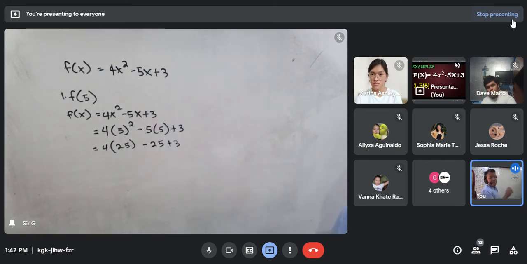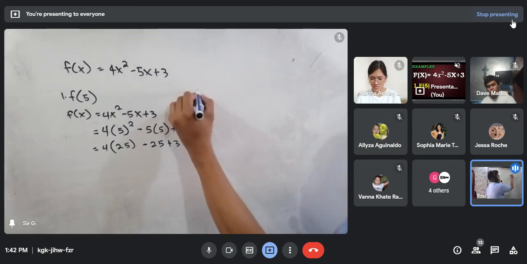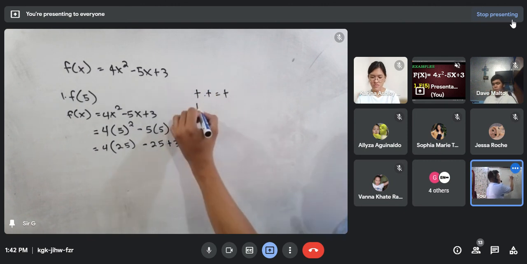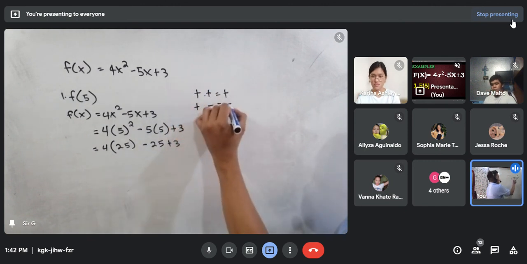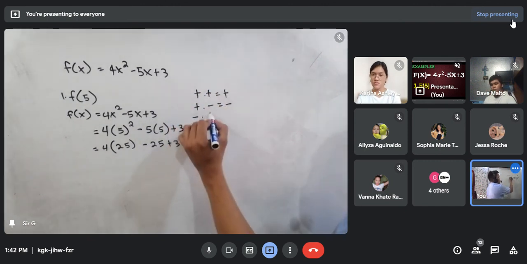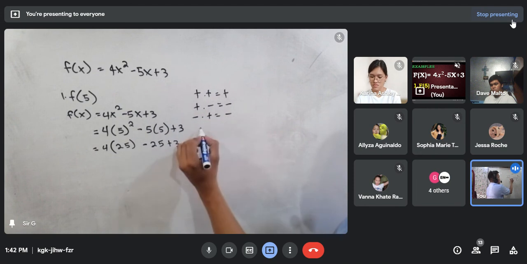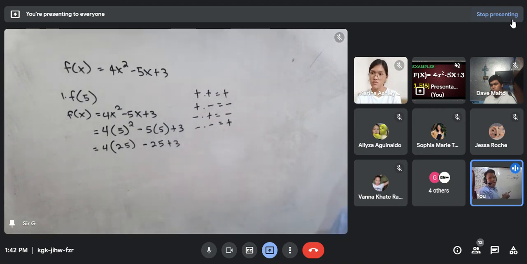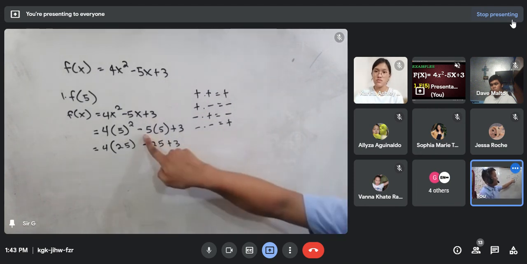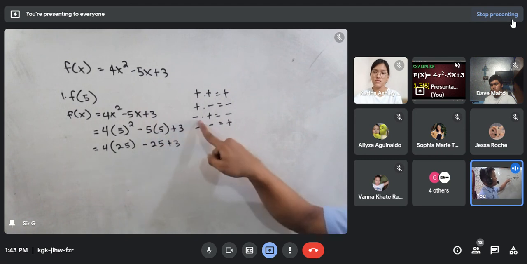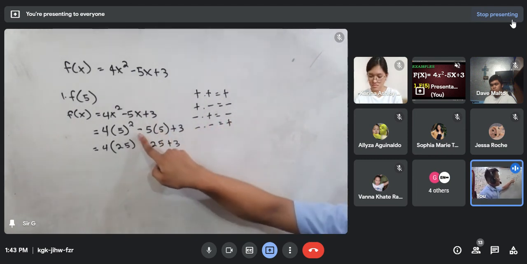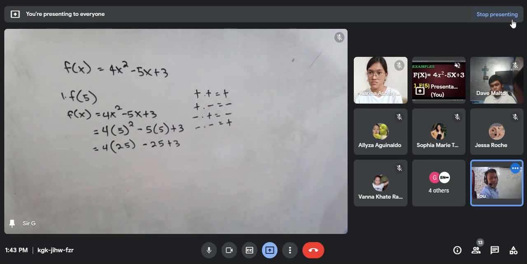Again, sa basic natin kasi, positive times positive is equal to positive. Positive times negative is equal to negative. Negative times positive is equal to negative, and negative times negative is equal to positive. Kapag ang sign niya is negative times sa positive, di ba? Negative times positive is equal to negative. 5 times 5, 25. Negative times positive, negative plus 3.